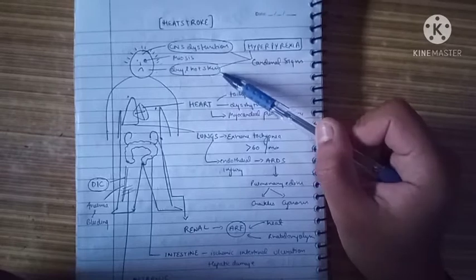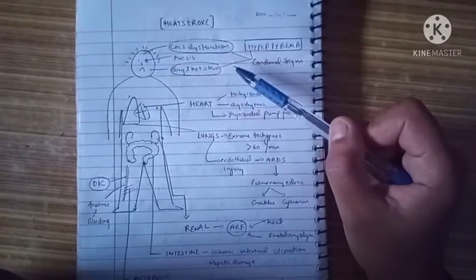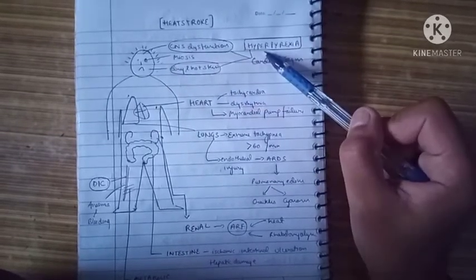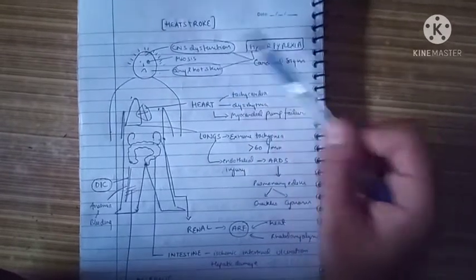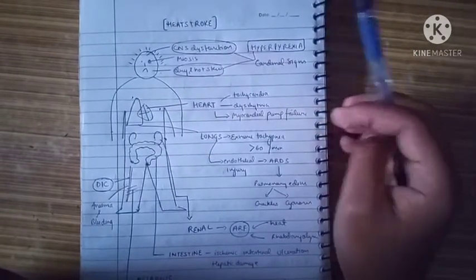The second feature is dry and hot skin. Dry because the hypothalamus has lost its thermoregulatory control and no more sweating is occurring, and already there is hyperpyrexia going on. The person also has miosis. So these are the cardinal signs which help in identifying a patient of heat stroke.